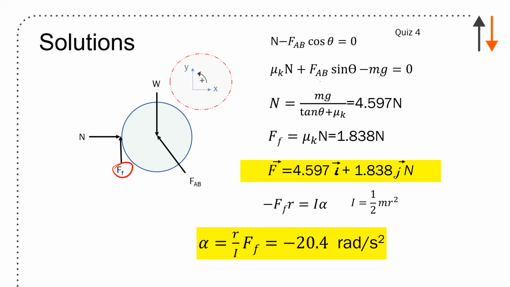You also know that the force of friction times r is the only thing that's causing a moment about G. And here you'll end up with alpha equal to r divided by I_G, the moment of inertia, times the force of friction, or minus 20.4 rad/s². So you kind of expect a clockwise alpha here.